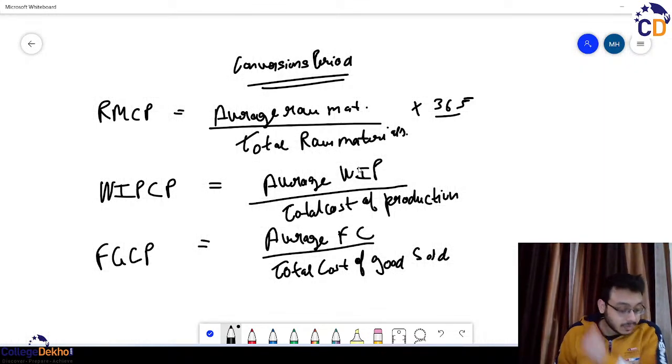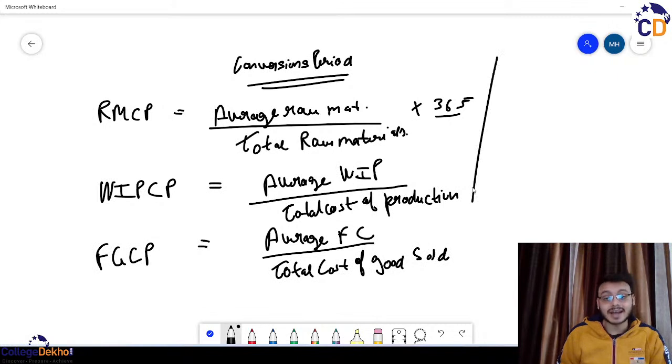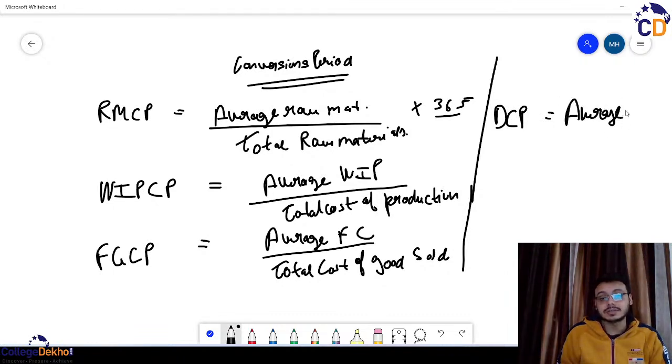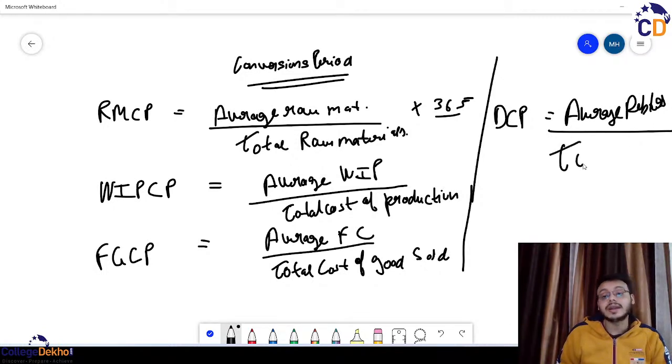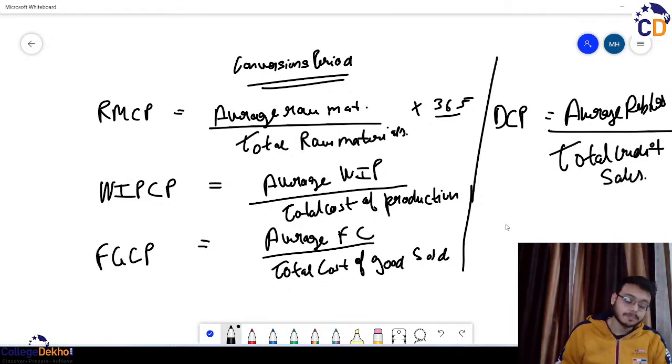Okay. Then we have to talk about the debtors and the creditors, the debtors conversion period, DCP. Your debtors conversion period is basically your average debtors divided by the total credit sales, because you must have made credit sales to debtors, right? So average debtors divided by total credit sales. Okay.